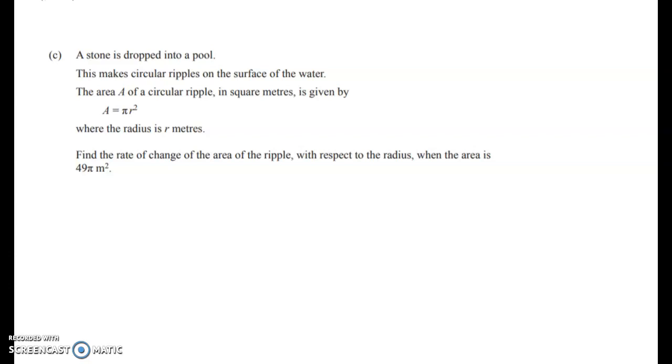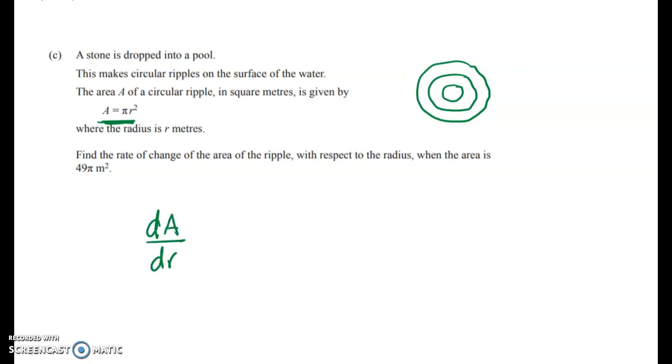Okay, we've got a stone being dropped into a pool, and that makes circular ripples on the surface of the water. And the area of those ripples is given by the formula for the area of a circle, A equals pi r squared. So here we can differentiate and we get dA by dr, and that will equal 2 pi r. Remember, pi is just a constant, so don't let it freak you out.